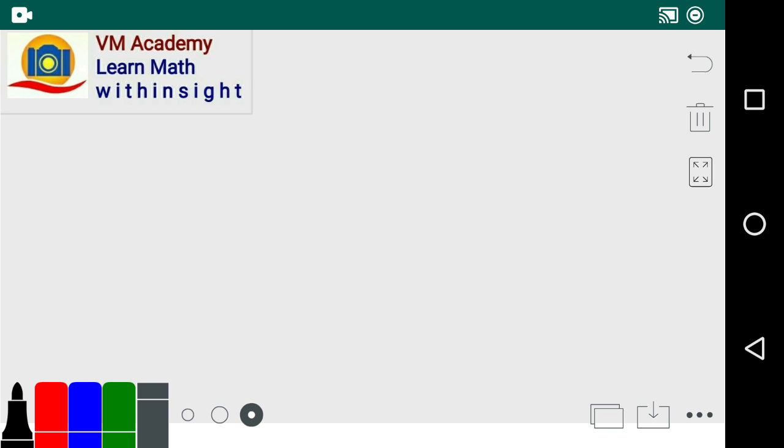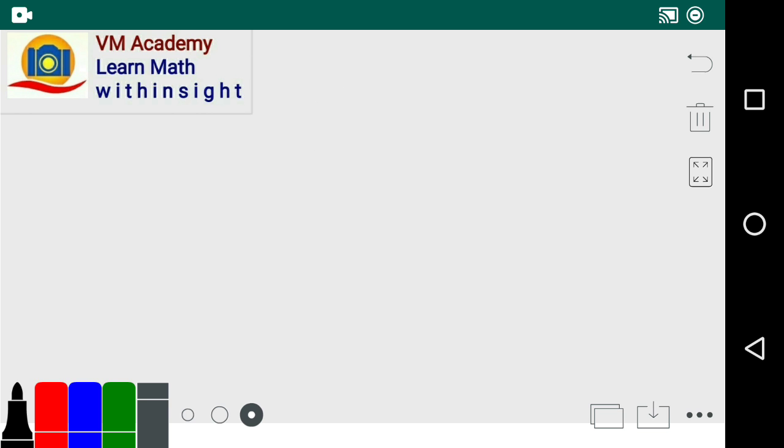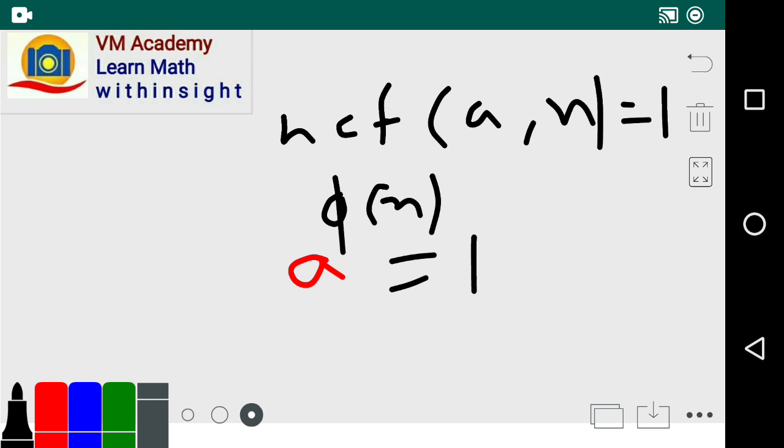Now, according to Euler's theorem, friends, if the GCD of a and n is 1, that is, the highest common factor or greatest common divisor between a and n is 1, then a raised to phi of n is congruent to 1 modulo n.